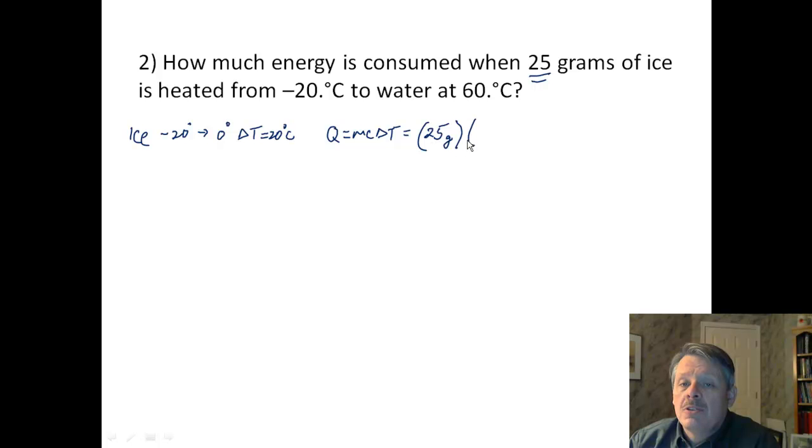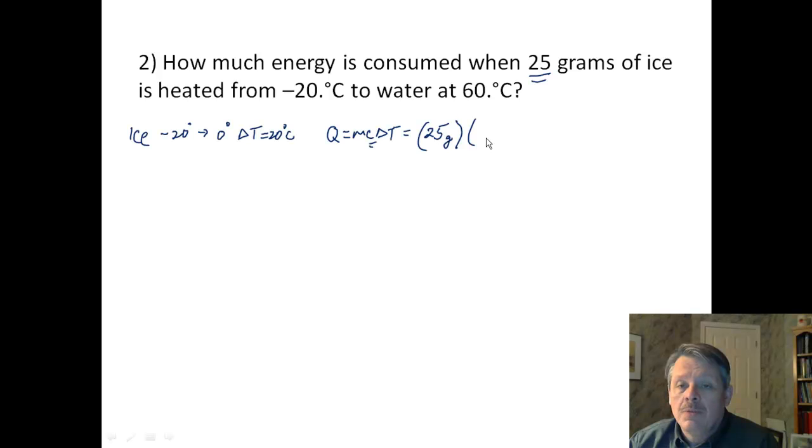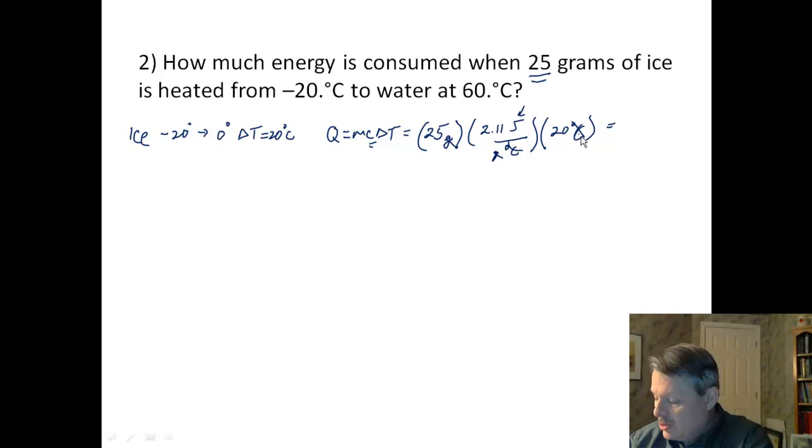And my C, my specific heat, instead of being 4.18, is going to be my specific heat for ice, which is 2.11 joules per gram degree Celsius. And my change in temperature is 20 degrees Celsius. So my degrees Celsius cancels, my grams cancel, I'm left with joules, which is what I want. When I do the math, that answer is 1055 joules. Now, that's what it takes to heat up the ice.